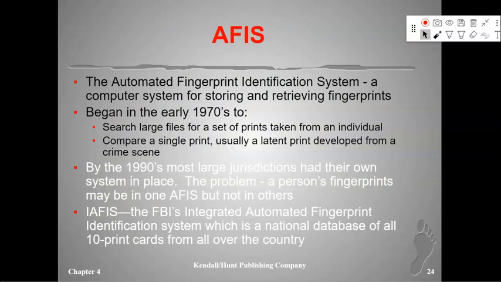All right, so where are all these fingerprints stored? They're stored in what we call AFIS, which stands for Automated Fingerprint Identification System, which is the computer database for storing and retrieving fingerprints. It started in the early 70s so that they could search these large files. They can compare a single print from a print found at a crime scene. They had to create this international big database because when everyone had their own, you weren't able to cross-check prints easily from one place to another.